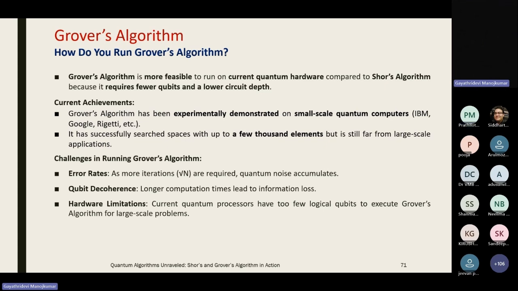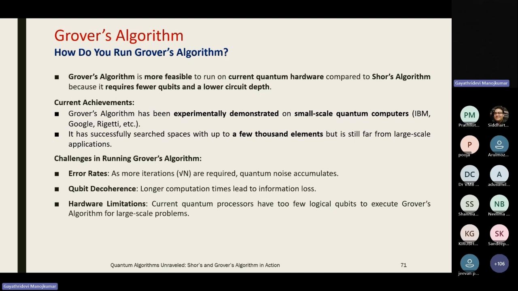And then there is hardware limitation. We have already said that current quantum processors are available to work with only a few logical qubits, but whenever we come to a large-scale problem, those logical qubits are not enough.